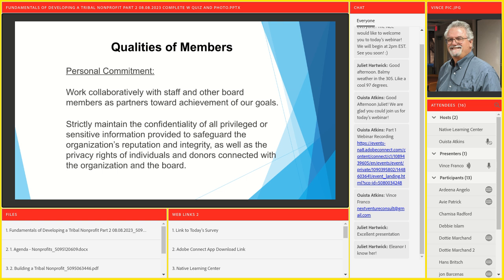Planned growth for your staff. That's also something you need to think about. Succession planning. That's the phrase I want to use. Succession planning for the board, succession planning for the staff.